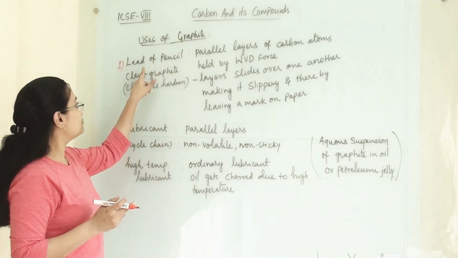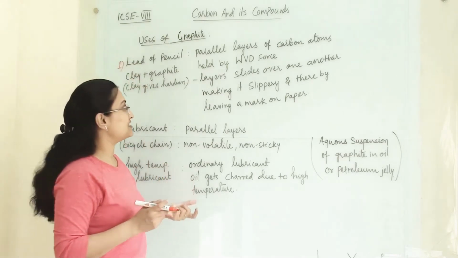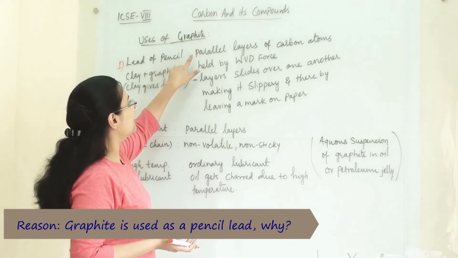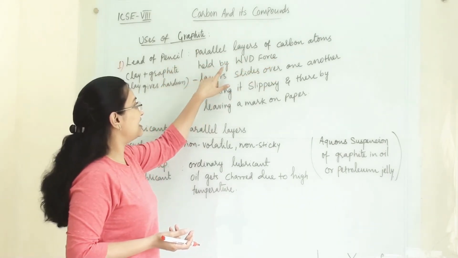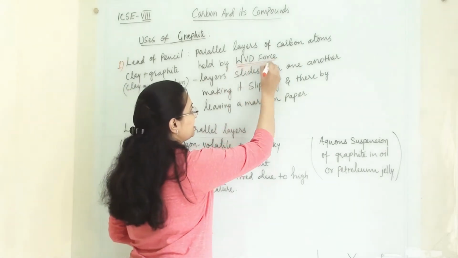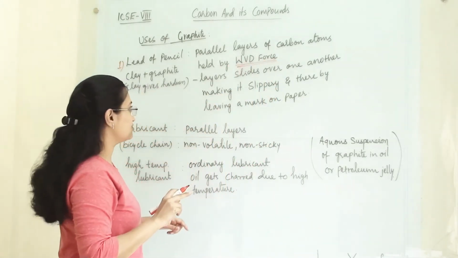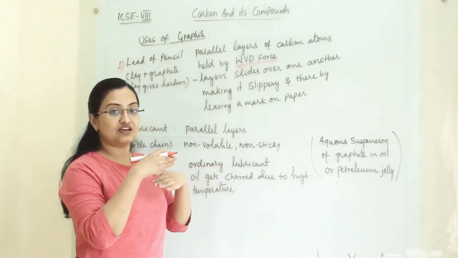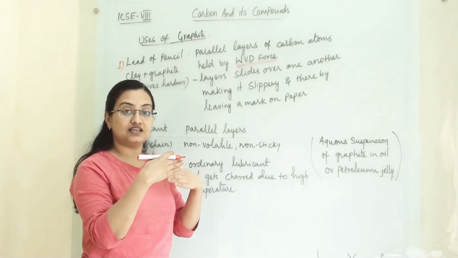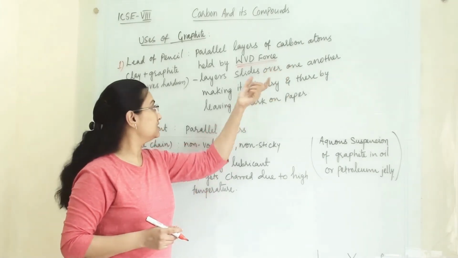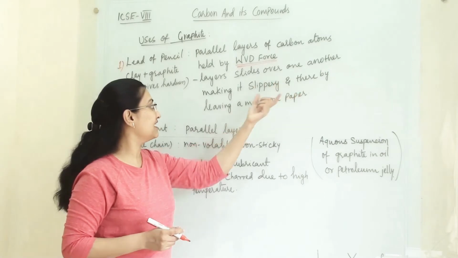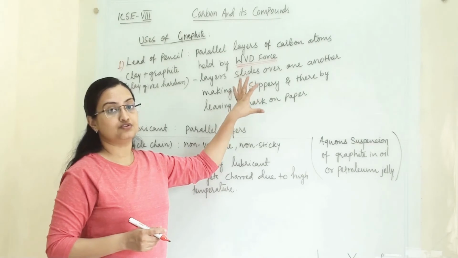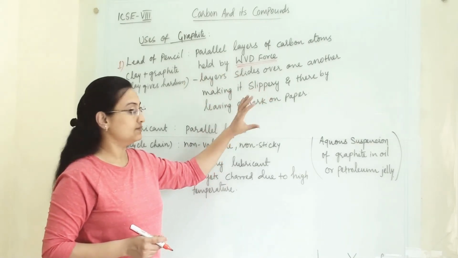Now why are we using graphite as the lead of the pencil? Because the structure of graphite is responsible for that. The parallel layers of carbon atoms are held by the weak van der Waals force of attraction. So layers slide over one another. Earlier we have seen how the graphite layers are there. They will slide over one another, making it slippery and thereby leaving a mark on paper. So this is the reason why we are using graphite as a pencil lead.